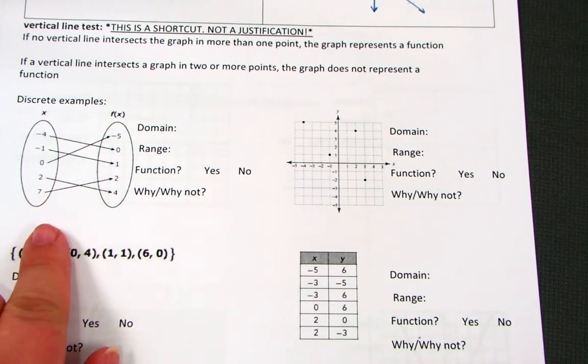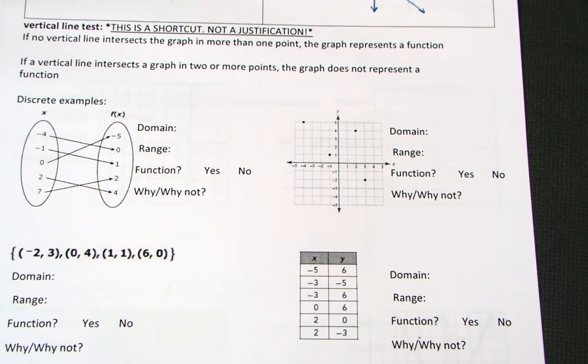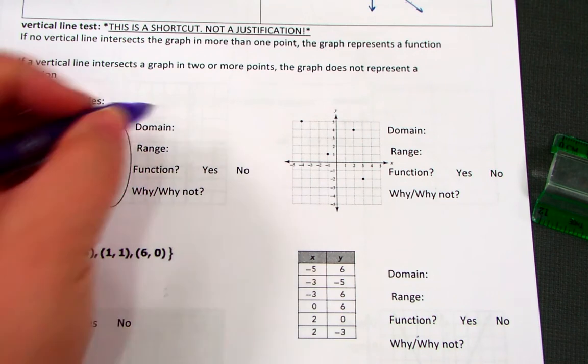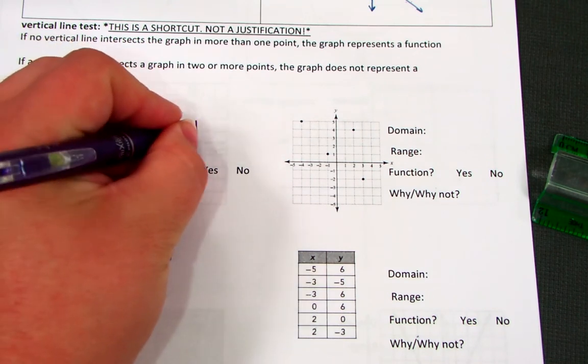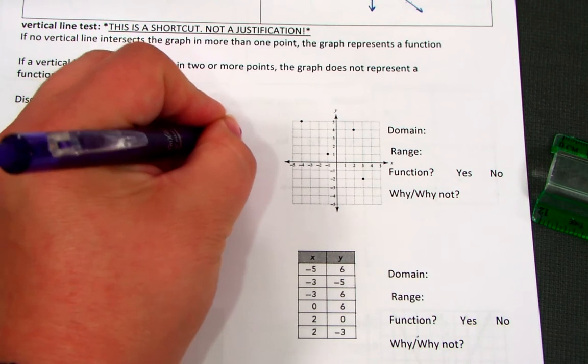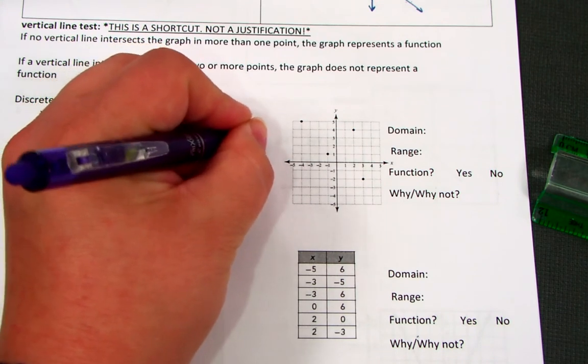We'll first list out our domain and range, and then we'll decide, is it a function or not? So for our domain, it's all the x values, and we're going to be careful not to repeat. Now this technically is a mapping diagram, so it's not going to have repeats anyway, but looking at these x values, I have my domain, -4, -1, 0, 2, and 7.